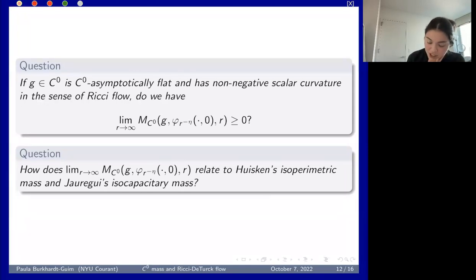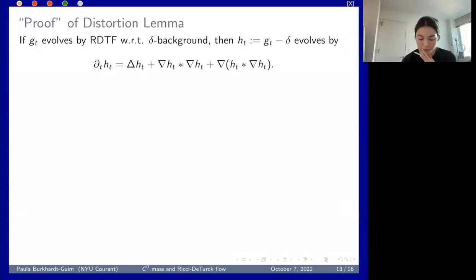Now, maybe let me just tell you a little bit about the proofs. First, let me explain how to prove the distortion lemma. This is the lemma that says, if you couple this C0 local mass with a suitably evolving test function, then the distortion of this local mass will be bounded under Ricci-DeTurck flow. And so here is the idea.